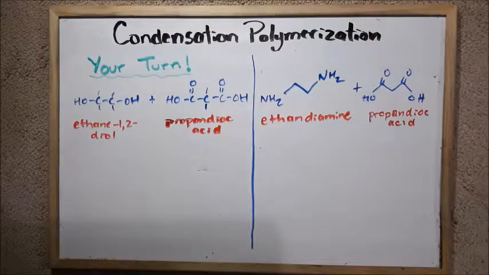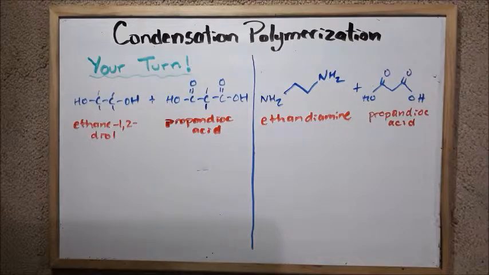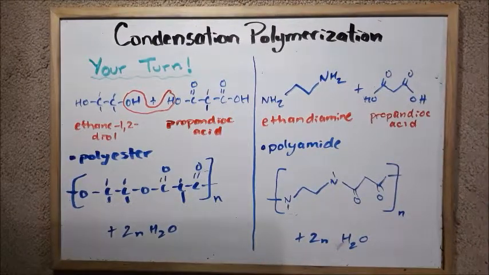So here are some examples for you to try out. Between these two, determine which one is a polyester and which is a polyamide, and then draw the polymer that it would form in the reaction of these two monomers. Pause the video right now and play when you are ready to see the answers. So these are the answers, and remember, you do not have to name these. So thank you for watching.